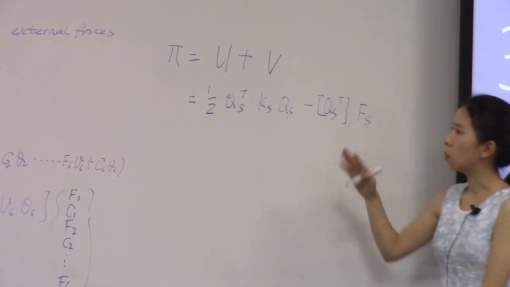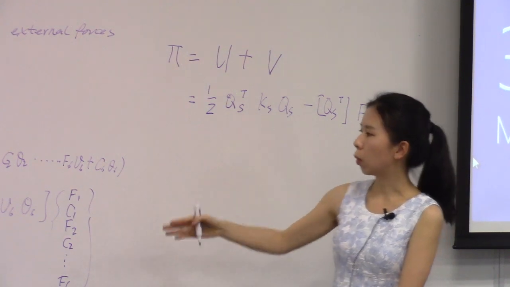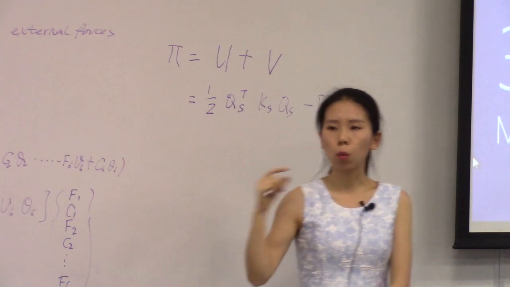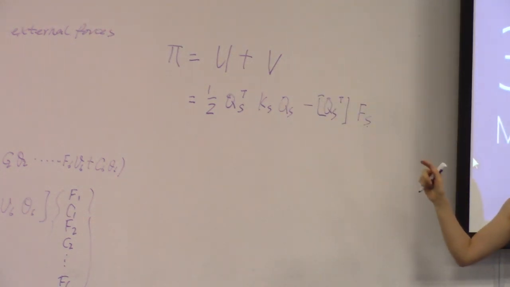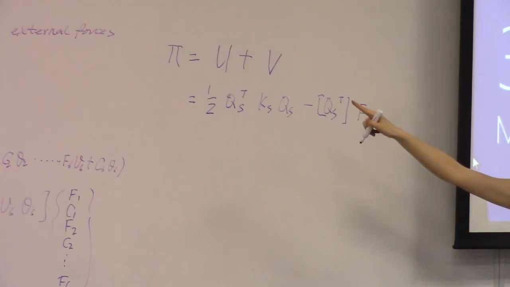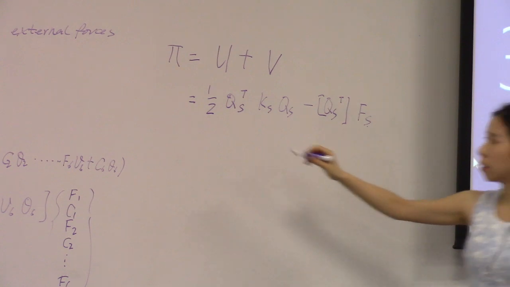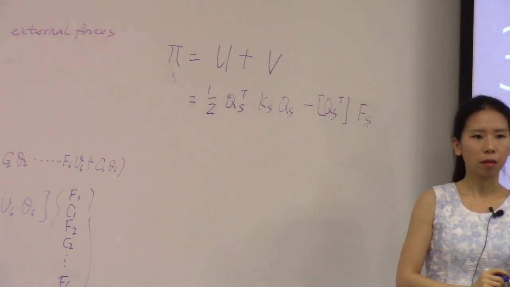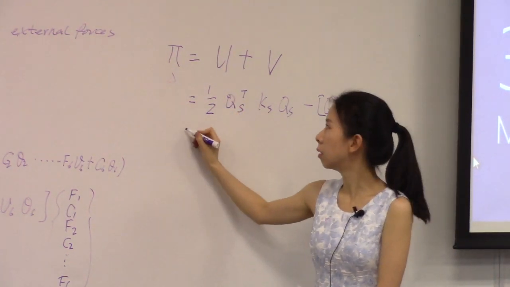Now we should know that for all the Q_S, the V1, theta 1, V2, theta 2, V6, theta 6, there should be one set of Q that makes this total potential energy minimum, right? You should minimize this one. How to minimize this one? How to minimize this total potential energy?